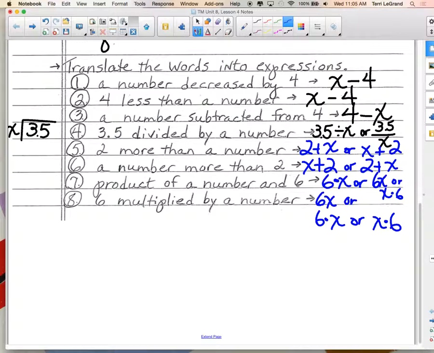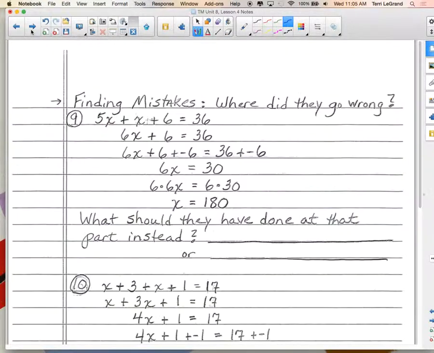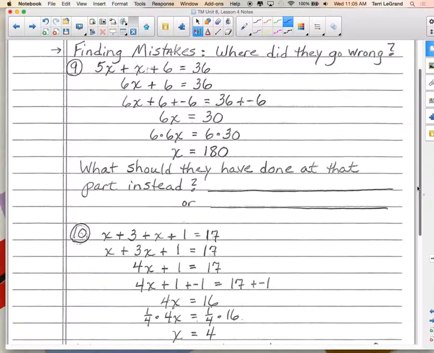Okay, let's look at our other learning goal. This is going to be the fun one. I can determine mistakes made in solving equations. So you're going to find other people's mistakes so that when you make mistakes, you can find your own sometimes, okay? And I'm going to figure out how they should be fixed. Okay, so let's go to the back side and let's take a look at this first equation here. Finding mistakes. Where did they go wrong?